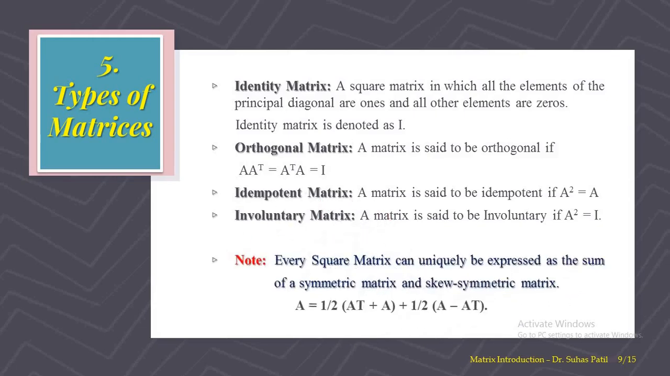Keep a note that every square matrix can be uniquely expressed as the sum of a symmetric matrix and a skew symmetric matrix. That is, A = 1/2 (A + A^T) + 1/2 (A - A^T). That is a square matrix expressed as the sum of a symmetric and a skew symmetric matrix.